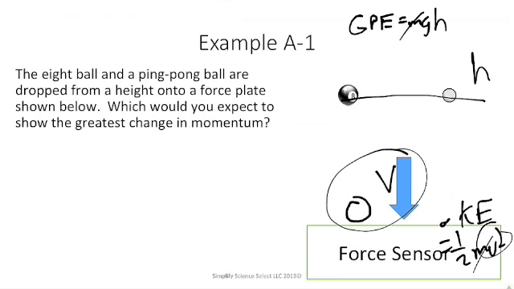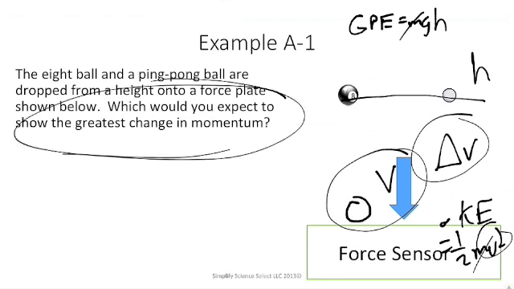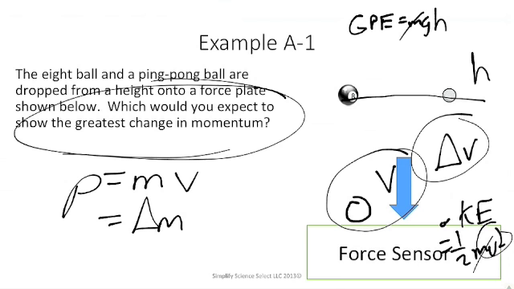Both balls are going to have some velocity and they're going to come to a rest. We're going to assume they come to a rest. You could always have one bounce or something like that, but we're going to assume that they come to a rest. If they come to a rest, the change in velocity for both of these is going to be the same. So in this particular case, which one is going to show the greatest change in momentum? Well, remember, momentum means mass times velocity. I can really change two things. I can change the mass, or I can change the velocity to change the momentum.